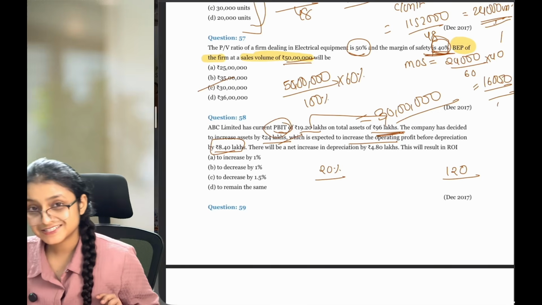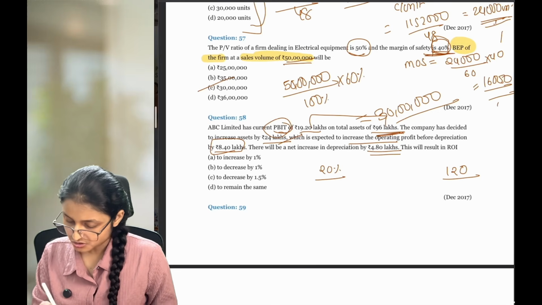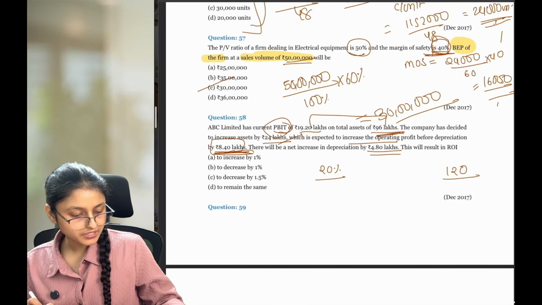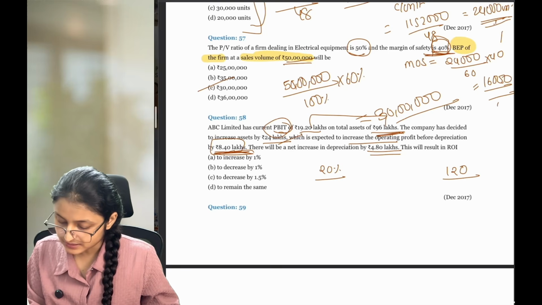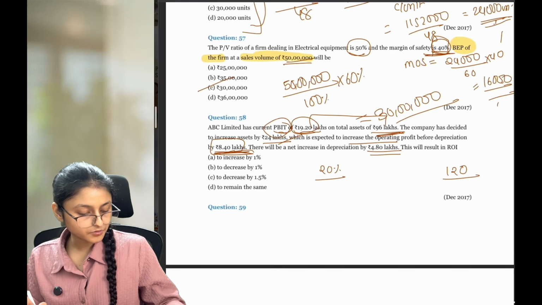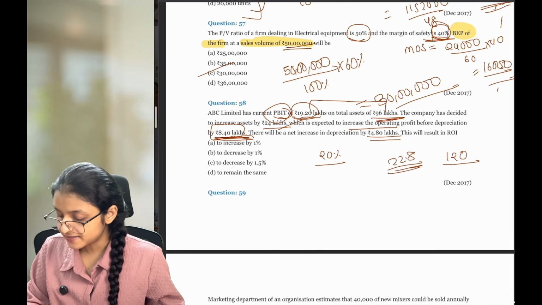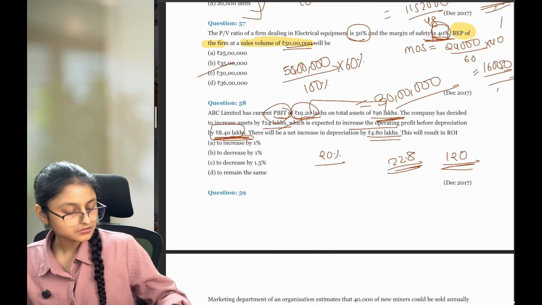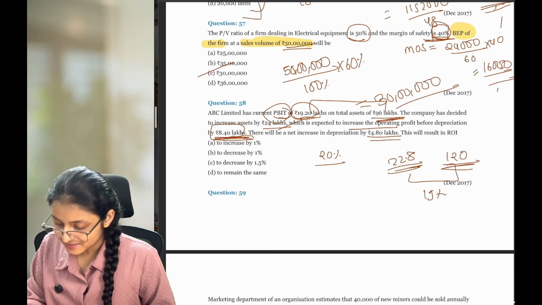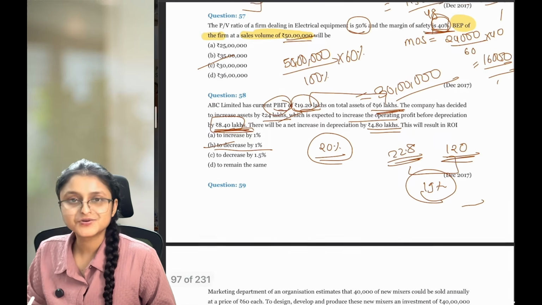But this is before depreciation, and profit before interest and tax denotes after-depreciation profit. So we need to reduce the depreciation also from this particular profit. So 8.4 minus 4.8, that is equal to 3.6, is the increase in profit. Earlier it was 19.2. If I increase it by 3.6, this is going to be 22.8. So 22.8 is the return on investment for 120 lakh of assets. That means the return on investment is 19% now. Earlier it was 20%. Now it is 19%. That means there is a decrease by 1%.